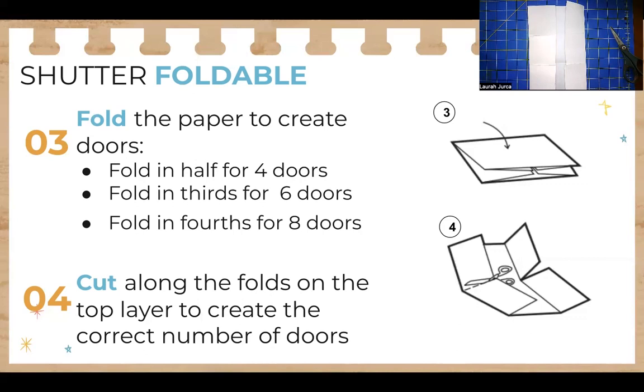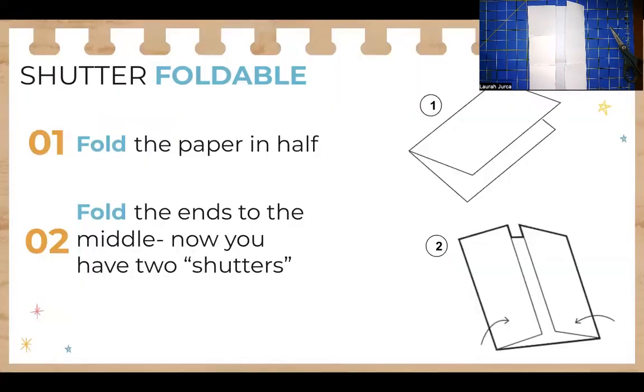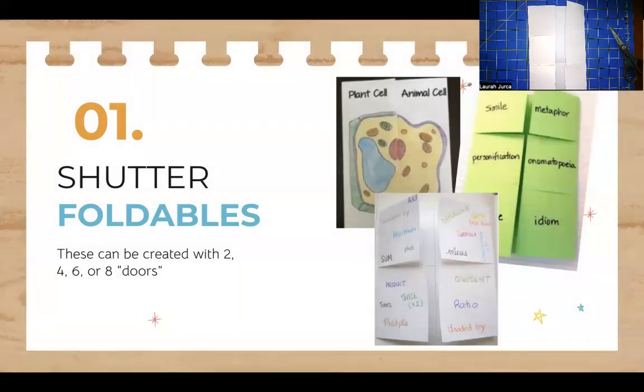And again, you can choose how many doors you need based on what you are teaching. And there are lots of great different uses for this. I'm going to go back so you can see some of the examples where they're comparing using a two-door shutter to compare a plant and animal cell. Down at the bottom, they're looking at the four mathematical operations and the different vocabulary words involved with that. And then in the example over on the right, they're doing different poetic devices. So there's lots of different ways to use these shutter foldables across the different content areas.